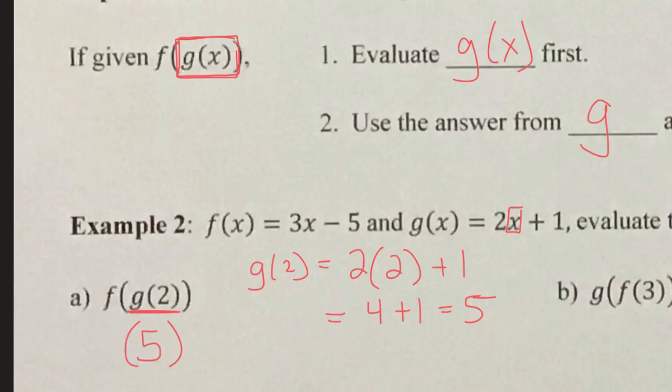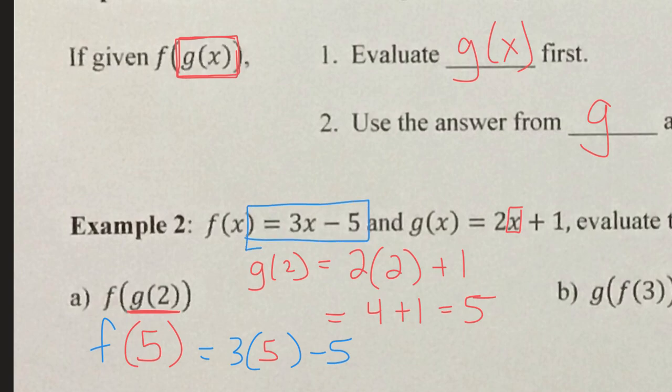So I'm really figuring out what is f of 5. Right? That's going to give me my final answer. So f of 5 is what I get when I plug 5 into my f function. So 3 times 5 minus 5, right? This is my f function. 15 minus 5 is 10. So my final answer is 10.